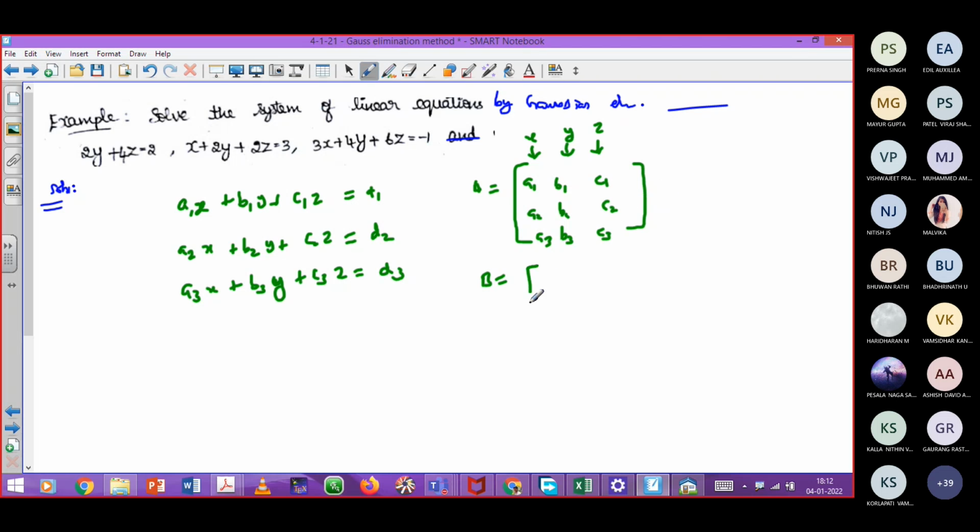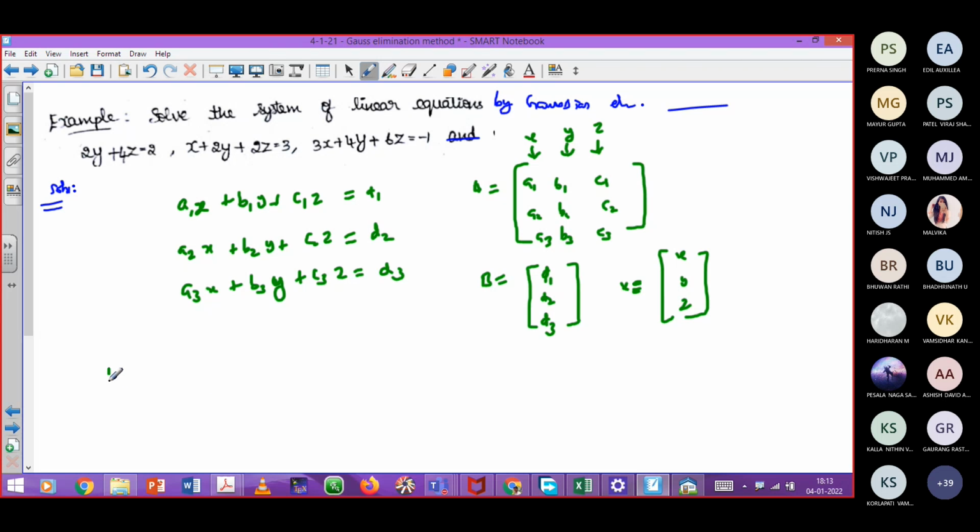Next, B is nothing but the constant part which is given in the question on the right hand side, that means d1, d2, d3. Last, only one more part, X. In general, unknowns can be assigned as matrix X, so in that x, y, z.